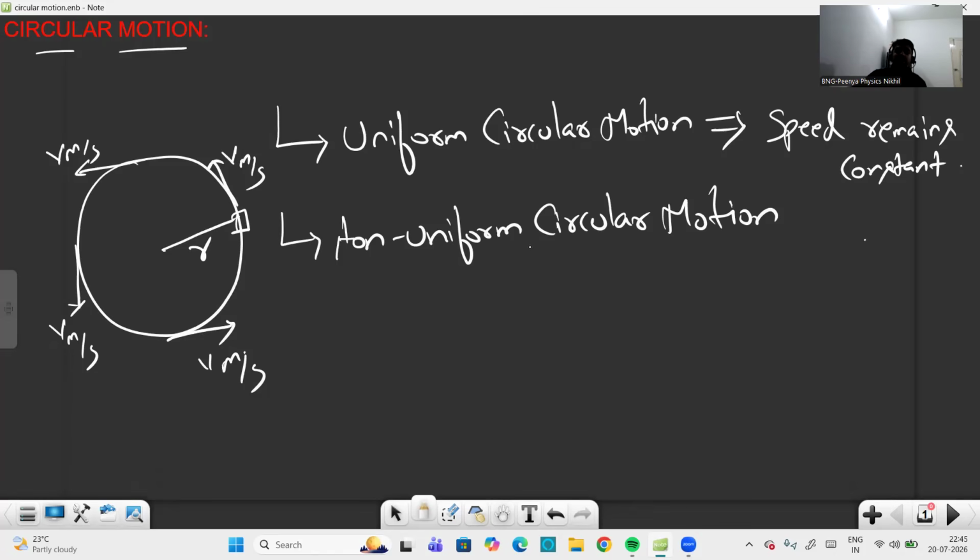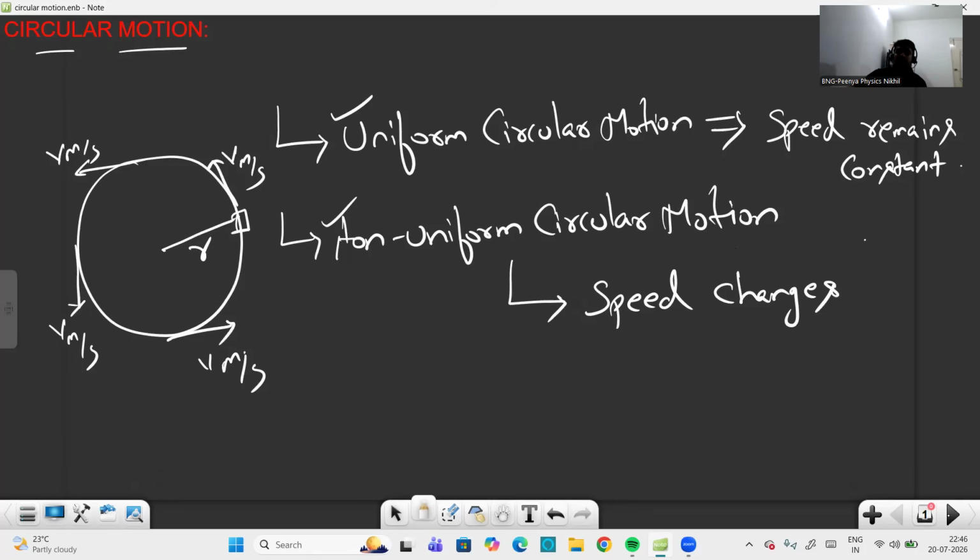Correct? Now the next one is non-uniform circular motion. Non-uniform circular motion means when the object moves in a circular path, its speed changes, and the direction is definitely changing. Direction will change in both cases, uniform or non-uniform circular motion. But in uniform circular motion, speed remains constant, and in non-uniform circular motion, speed also changes along with the direction.